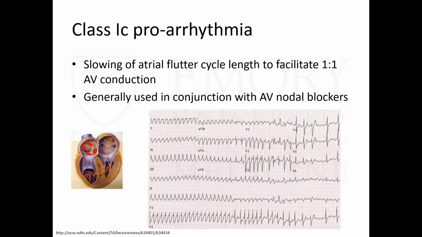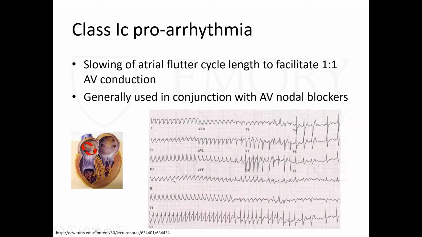But if you put somebody on flecainide and propafenone and they develop atrial flutter, sometimes the drugs will cause the flutter cycle length to slow down. So rather than going round and round the tricuspid annulus at 300 beats per minute, it's actually now only going around at 200 or 225 beats per minute. And sometimes the AV node is able to conduct from the atrium to the ventricle at 200 or 225 beats per minute. So one of the classic pro-arrhythmias that can occur with class 1C antiarrhythmics is this phenomenon of atrial flutter with 1-to-1 conduction to the ventricle. So your ventricular rate is now 200 or 225 beats per minute.